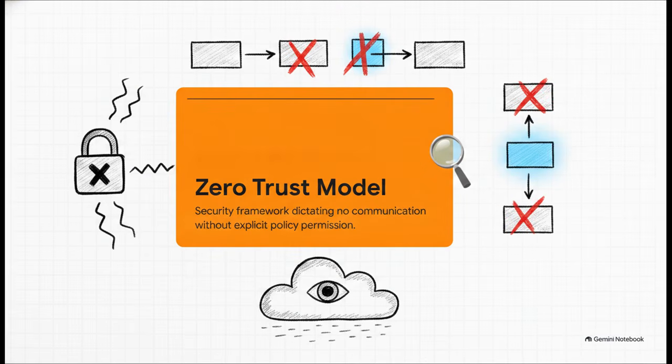Zero trust is exactly what it sounds like. Absolutely no communication is trusted by default. Under this framework, a user can't talk to an application, and more importantly, one app cannot talk to another app unless a rigidly defined set of policies explicitly permits it. Even if they're on the exact same virtual network, trust is never, ever assumed. That's how you maintain tight control even when your infrastructure is entirely invisible to you.